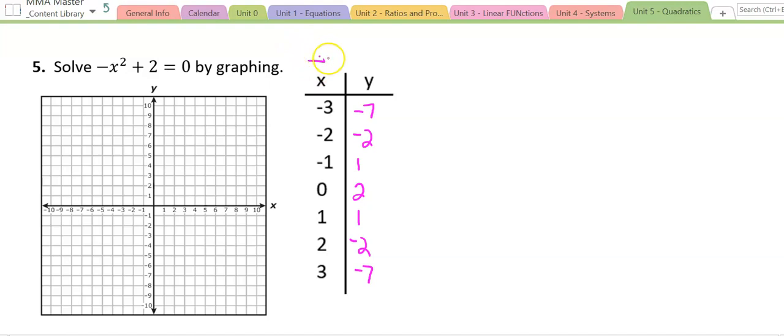I'm going to start graphing. A point is x comma y. Okay, so I have -3, -7. I have -2, -2. I have -1, 1. I have 0, 2. I have 1, 1. I have 2, -2, and 3, -7. So I can actually see that reflection across. This one actually has the same axis of symmetry. I'm going to draw a U shape. No, it's got to be a smooth curve at that U right there. Okay, beautiful.